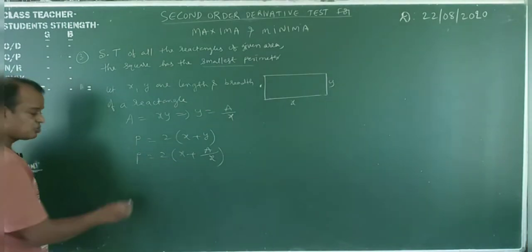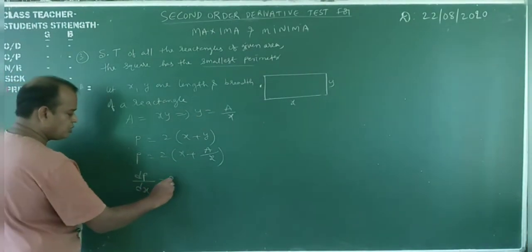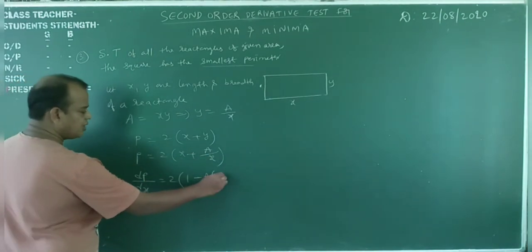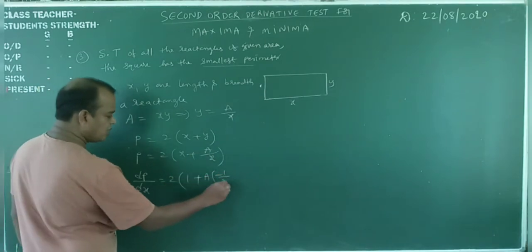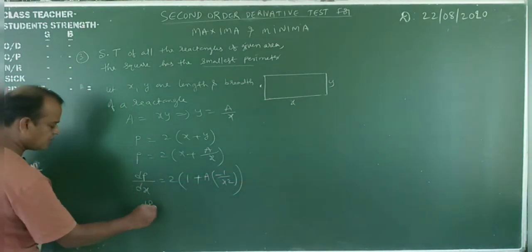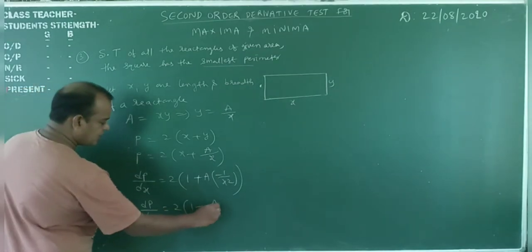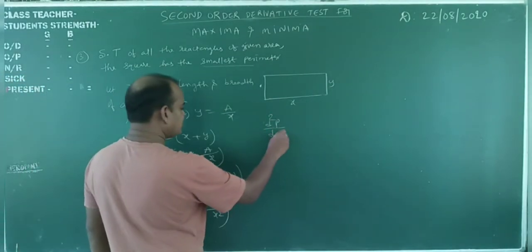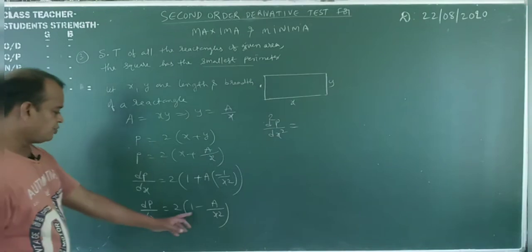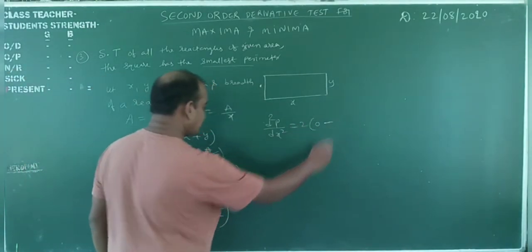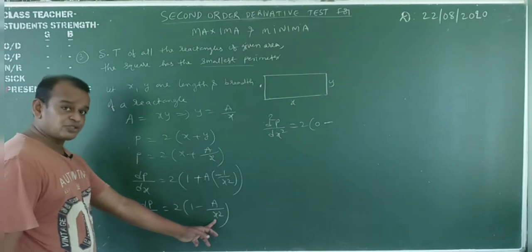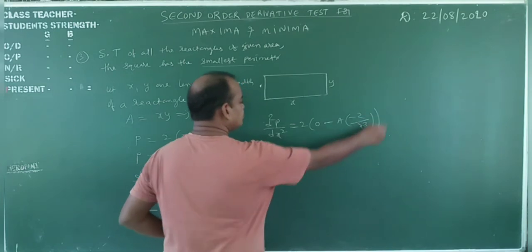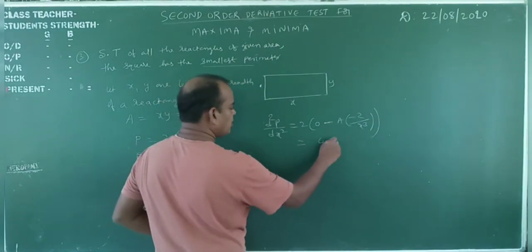Now differentiate with respect to x two times. dP by dx is equal to 2 into (1 minus A into the derivative of 1 by x, where A is a constant), which gives minus 1 by x square. So dP by dx is equal to 2 into (1 minus A by x square). Now again differentiate. d square P by dx square is equal to 2 into (0 minus A into minus 2 by x cube), that is, minus into minus is plus, 2 into 2 is 4A by x cube.